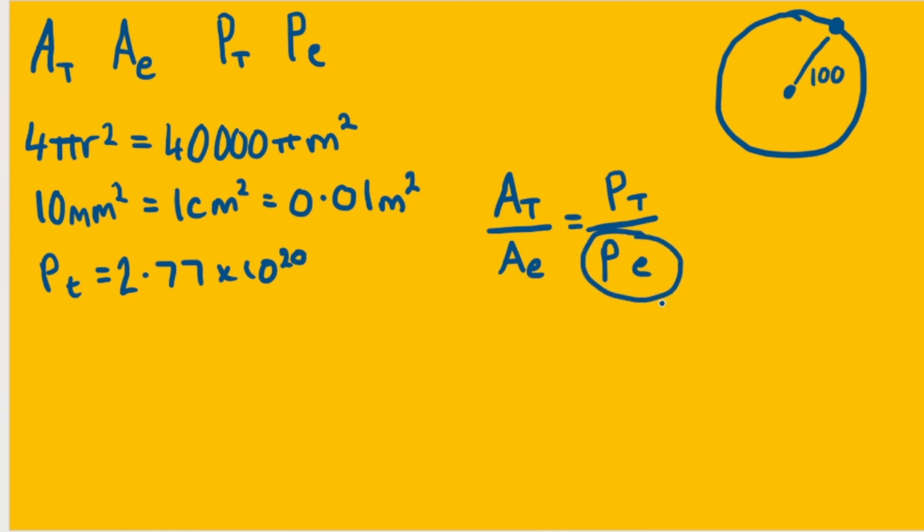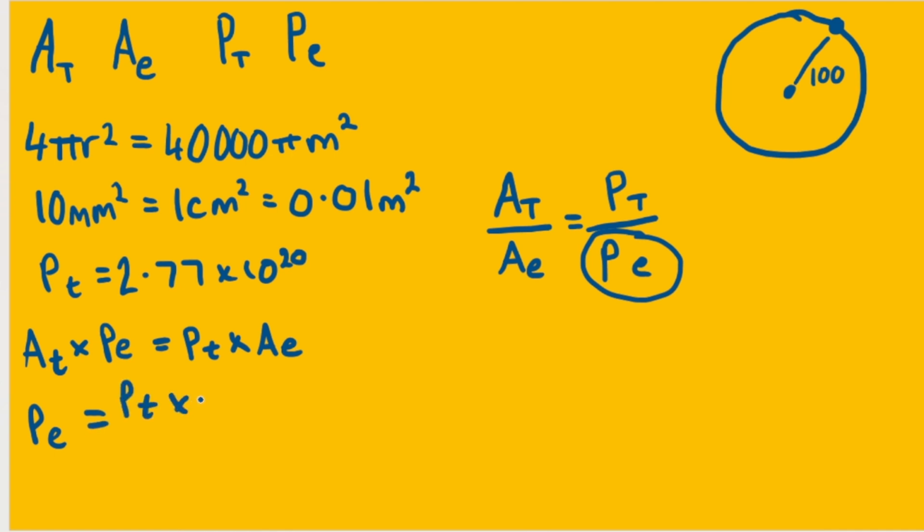So we want to find out the total photons that hit our eye. We want to find this value. So we can rearrange. I'll do it the long way: the total area times the photons that hit the eye is equal to the total photons times the area of the eye. Now we still want to get P, so the photons that hit the eye is the total amount of photons times the area of the eye divided by the total area.